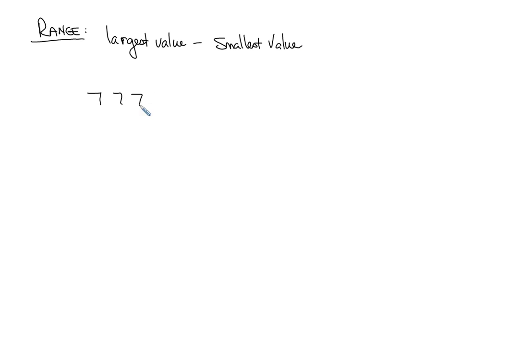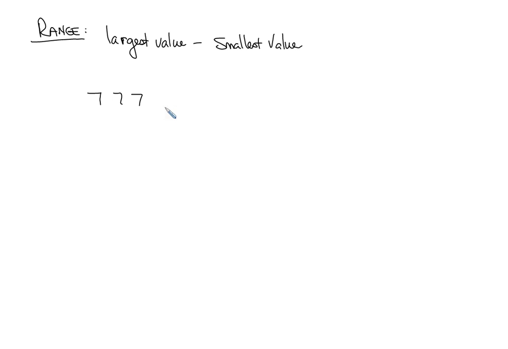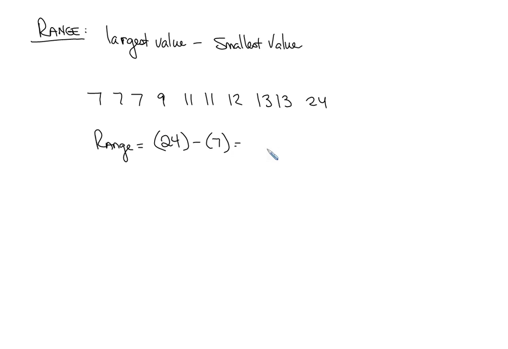So in our example, we had 777. And then we had a 9, 2 11s, a 12, 2 13s, and a 24, right? 1, 2, 3, 4, 5, 6, 7, 8, 9, 10, yeah. So what would our range be here? Our range here is equal to the largest value minus the smallest value, which is 17. So we would say that we have a range of 17. That tells us that the difference between our biggest and our smallest values is 17 units.